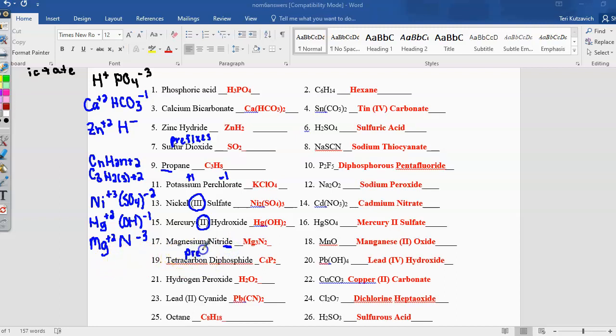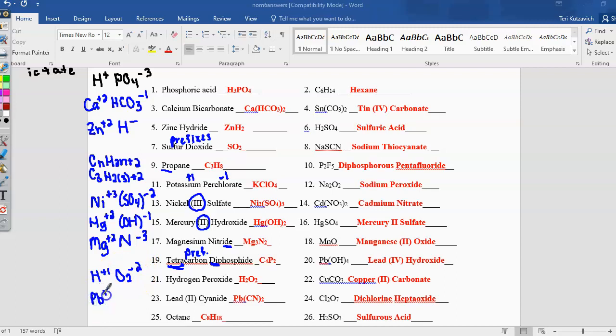Here we're using prefixes. Tetracarbon, diphosphide, so there's no crossing charges. Those prefixes tell you how many of each we have. Hydrogen peroxide. Hydrogen is +1. Peroxide is a polyatomic ion on your polyatomic ion sheet, so it's H2O2 once you cross charges. And you cannot reduce this one because you can only reduce the charges that you bring down, and the charges you're bringing down are a 1 and a 2.